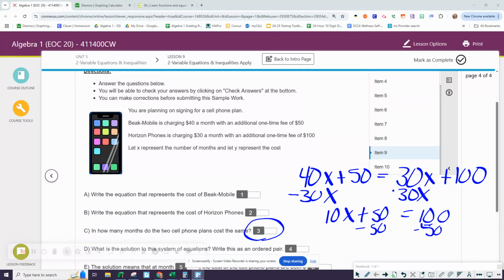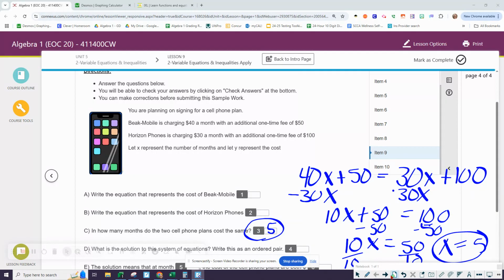Why do my 5s always look like S's? I'm not sure. So that's going to leave you with 10x equals 50, and then divide by 10 on both sides. That's going to give you x equals 5, and that is the number of months you'll put in there. x is 5.